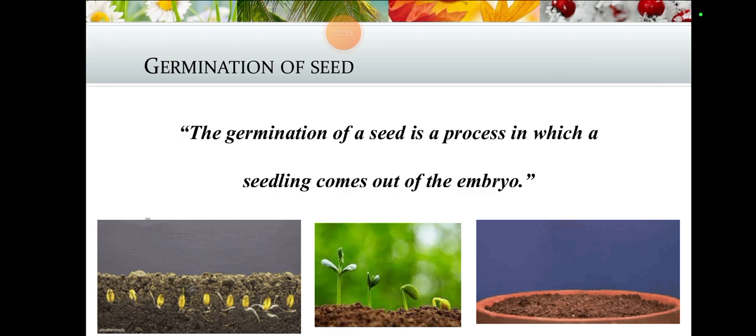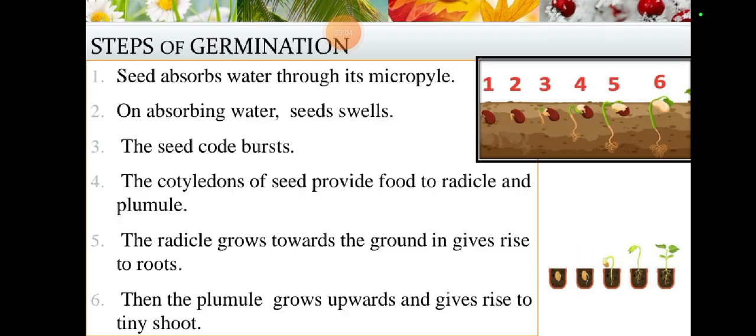The part of the plant from which the seedling comes out is called the embryo. Okay, so this is the definition of the embryo. And what is germination of seed? The germination of seed is a process in which a small seedling comes out of the embryo.